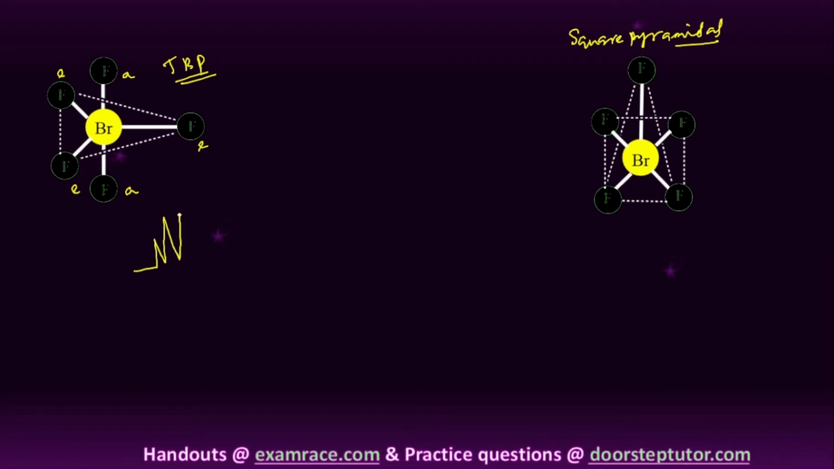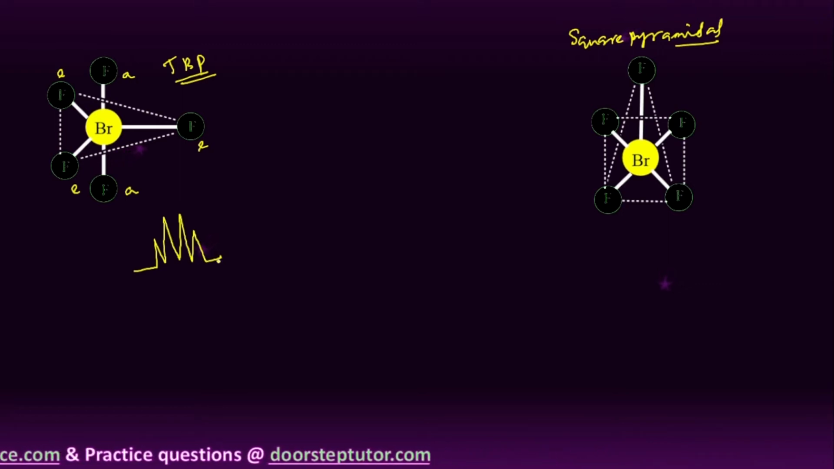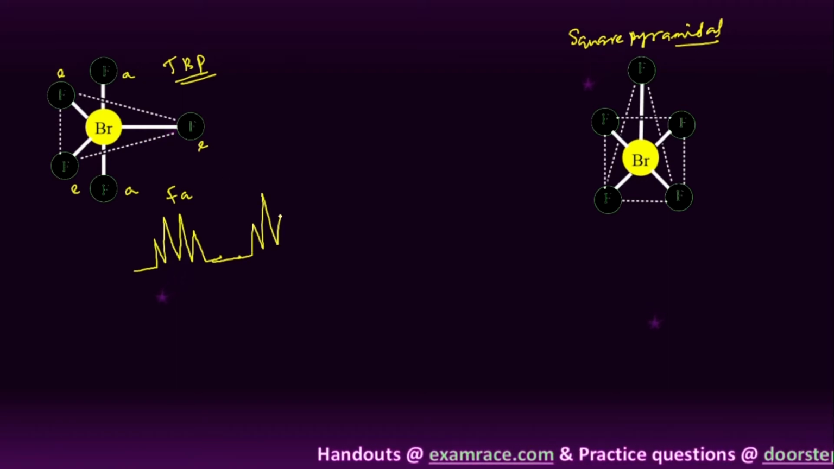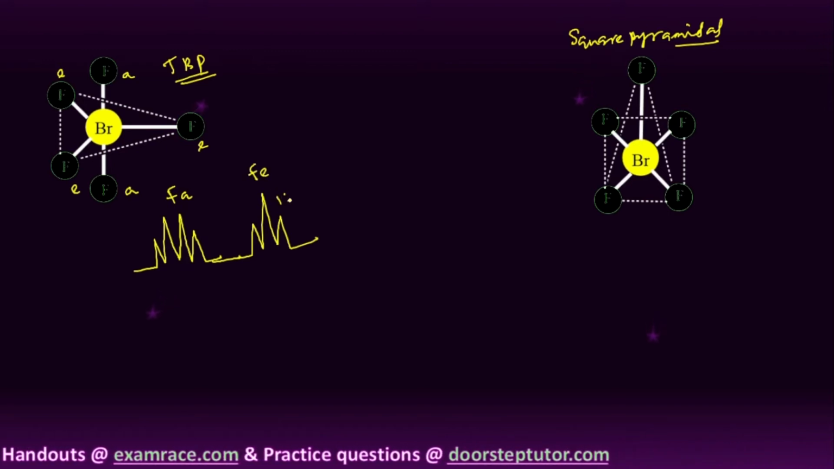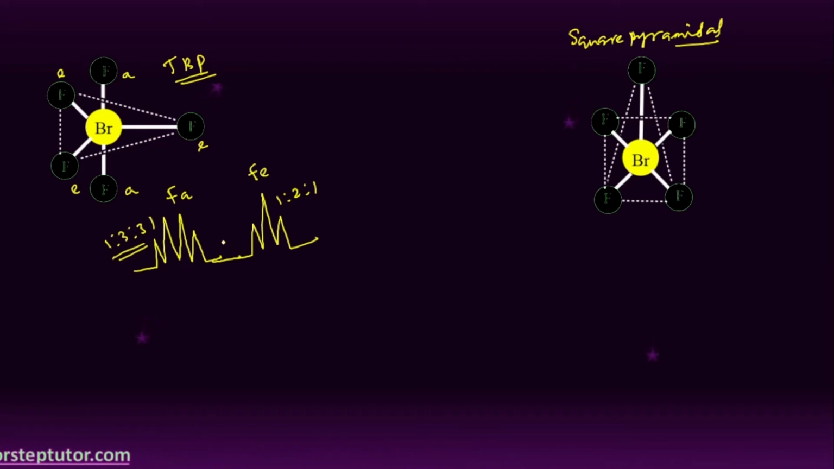So this is 1:3:3:1, and this belongs to the axial set of fluorine atoms. Then the equatorial fluorine atoms are coupled with the axial fluorine atom, so therefore it gives a triplet, with a 1:2:1 intensity ratio. So this belongs to the equatorial. Clear, student? So this is about trigonal bipyramidal.